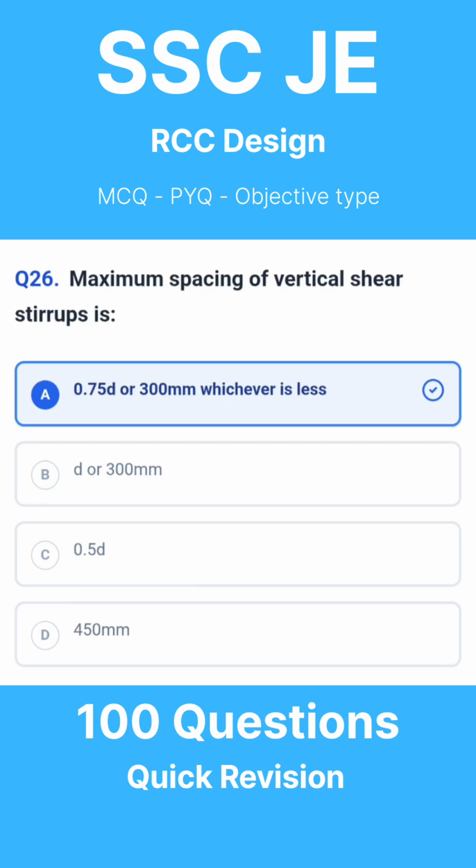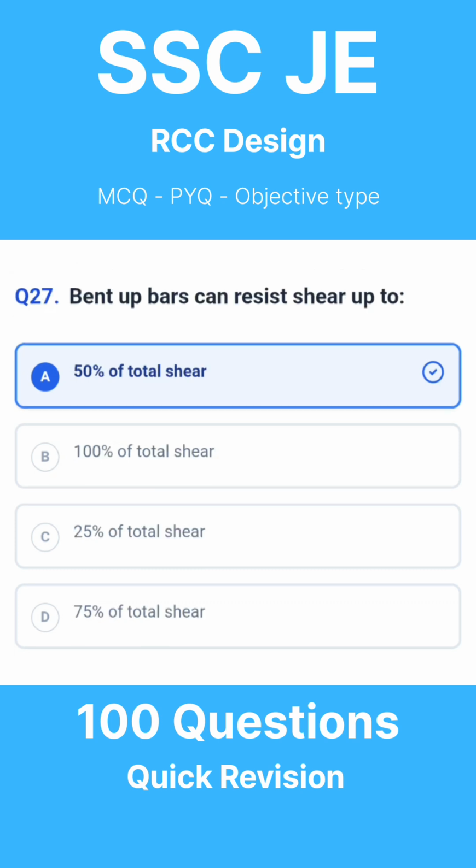Question 26. Maximum spacing of vertical shear stirrups is. The correct answer is 0.75 d or 300 mm, whichever is less. Question 27. Bent up bars can resist shear up to. The correct answer is 50% of total shear.